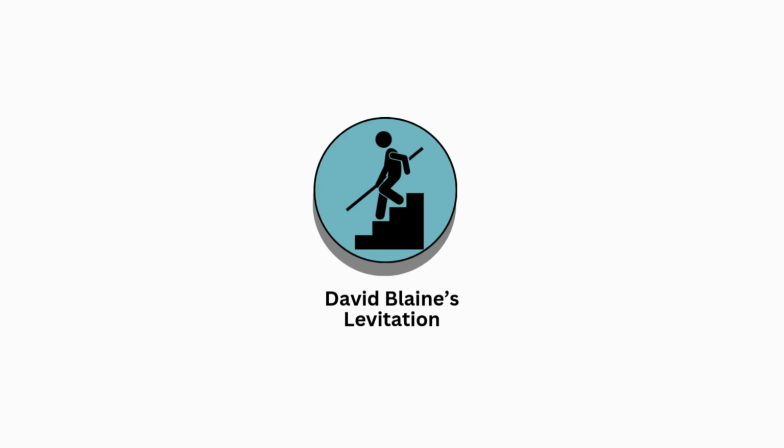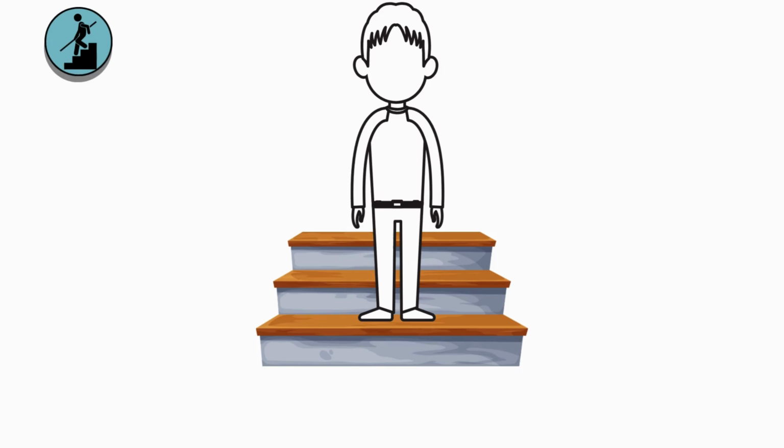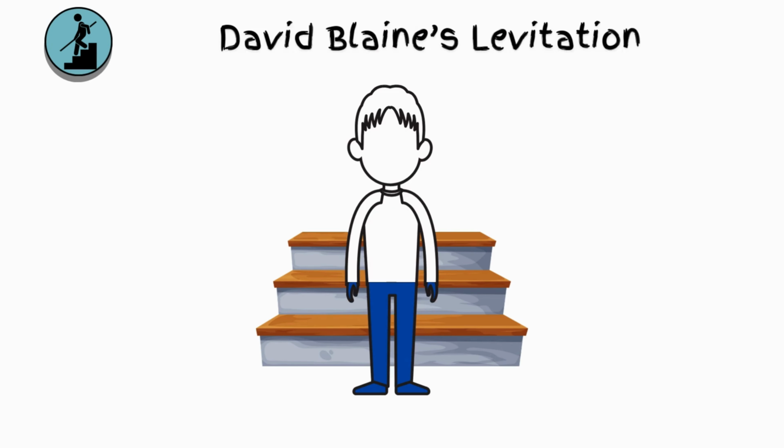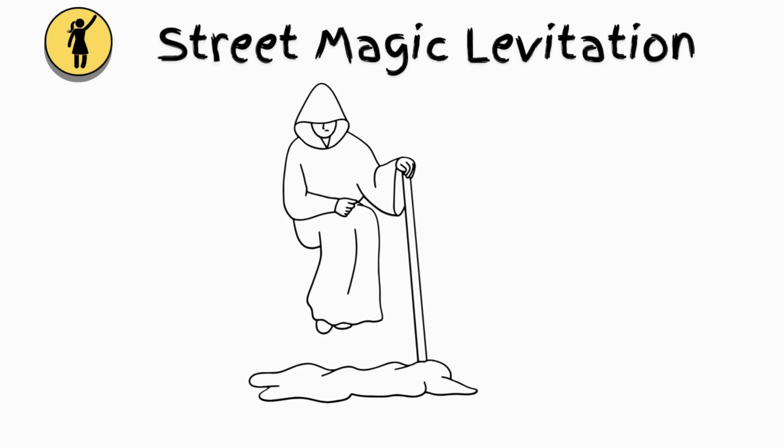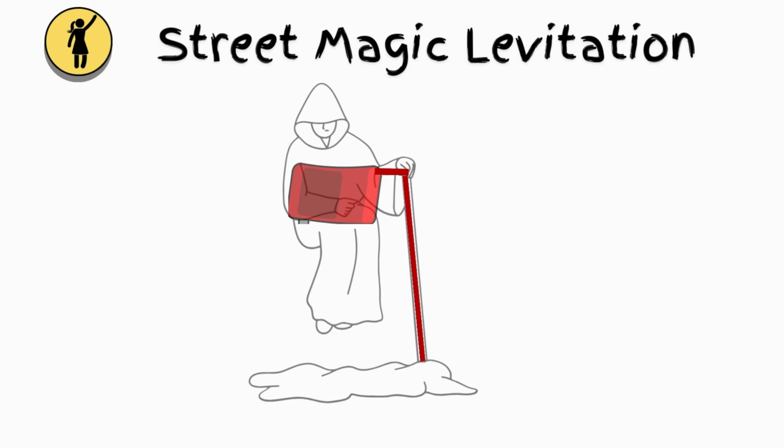David Blaine's levitation. Blaine appears to float effortlessly in front of stairs. He conceals one leg within his pants while securing his shoe, so only one leg is visible, creating a seamless floating illusion. Street magic levitation. The magician seems to balance on a thin stick and levitate. In reality, the stick is attached to a hidden seat with thick clothing concealing the setup, creating a mystifying effect.